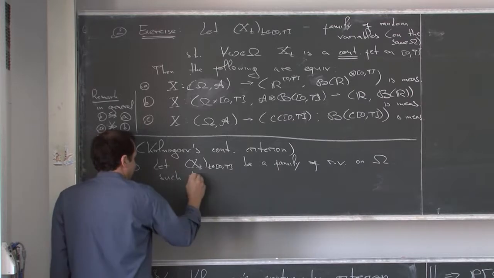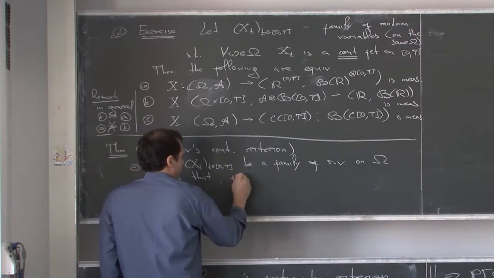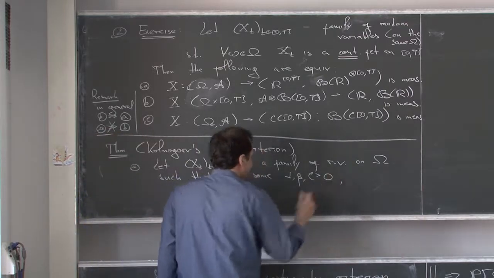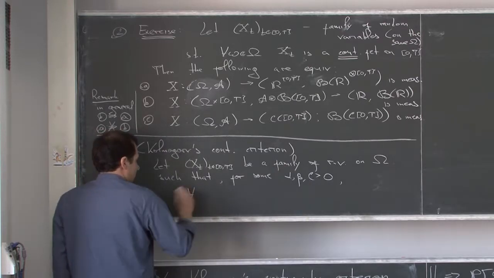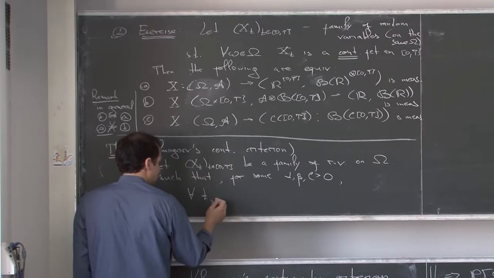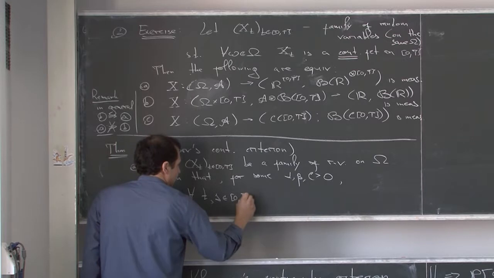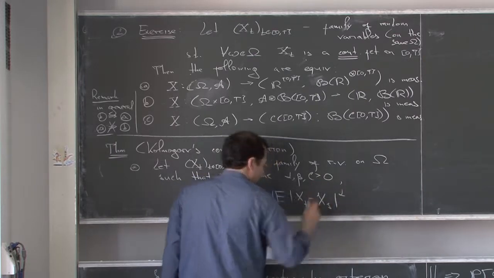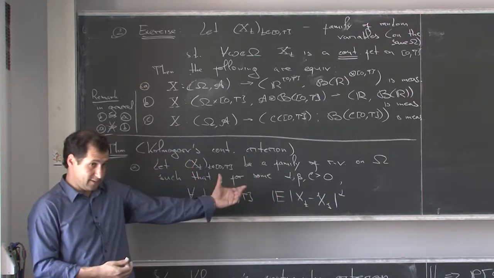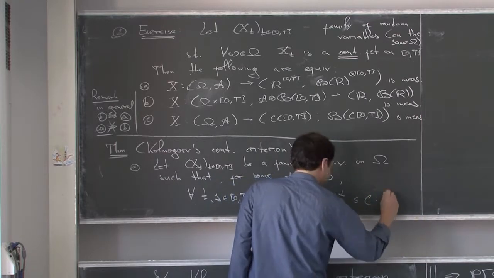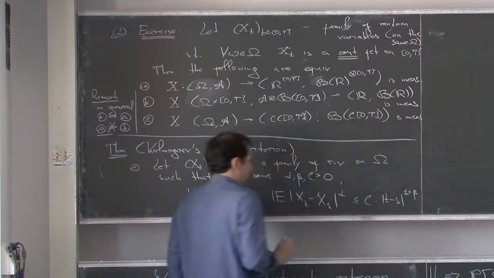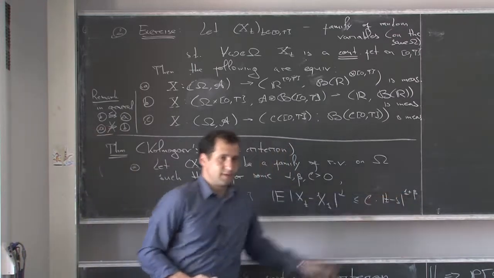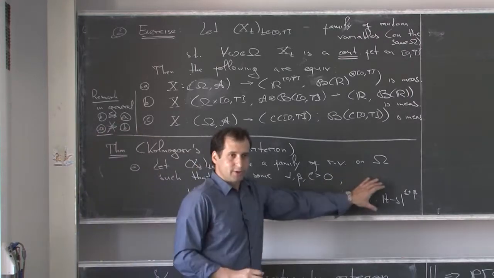such that for some positive parameters, C is of no importance, alpha and beta are of importance, such that for all t and s in 0t, we know the a priori bound of the alpha moment of the difference. So it's bounded by C times |t minus s| to the power 1 plus beta. What is important is that this is greater than 1. This is the crucial thing. Okay, so let us assume that there is such a bound.